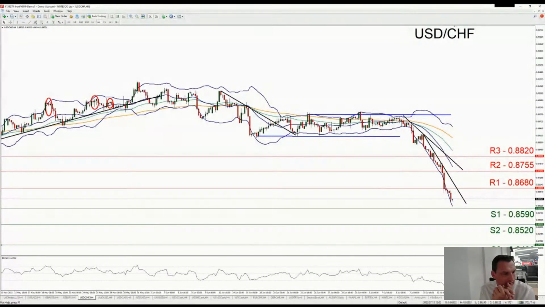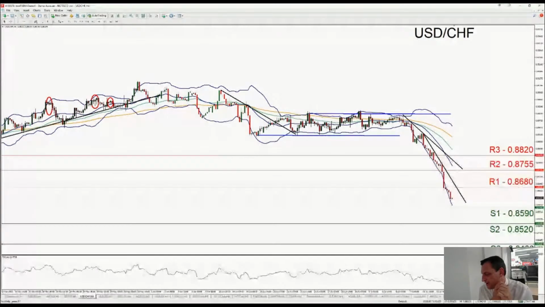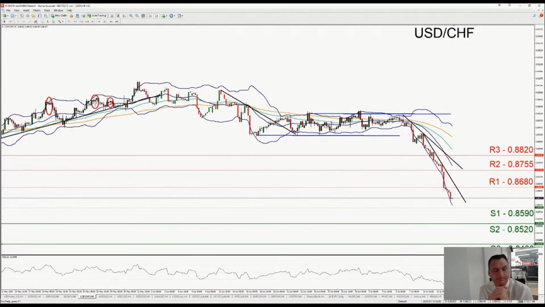So more or less, we tend to maintain the view for a bearish outlook for the pair, which will most probably lead it to break the S1 0.8590 and start aiming for the S2 0.8520.